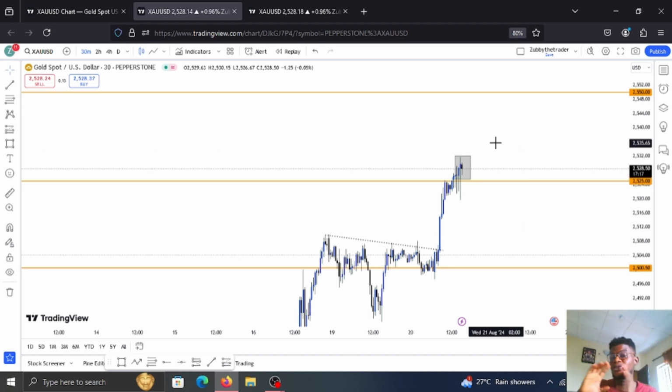As I said, this is just one of the confluences I use most times to know when to exit the market. It's not a strategy. You have to backtest and see if it really works for you.